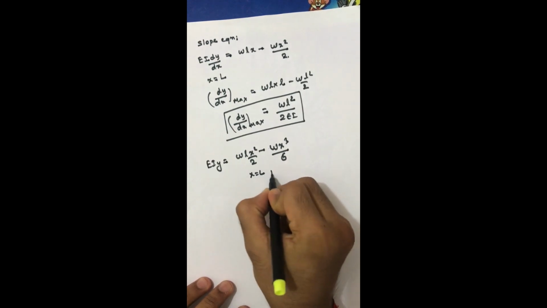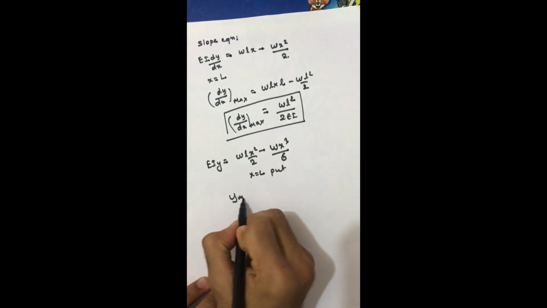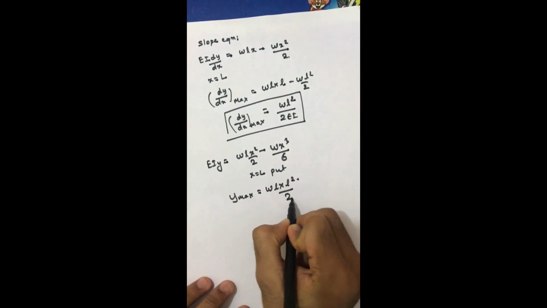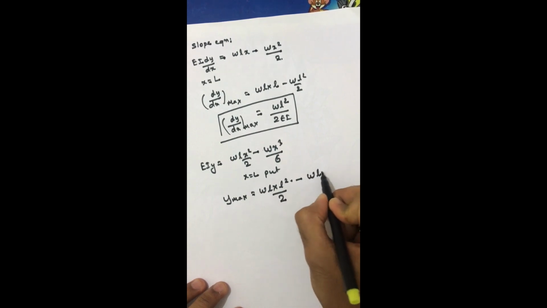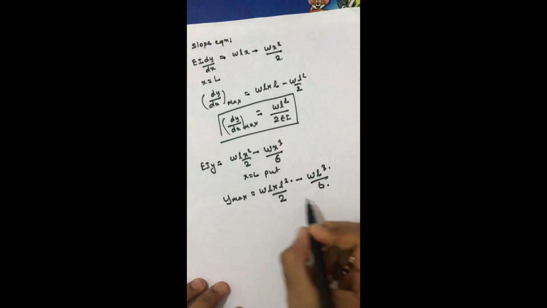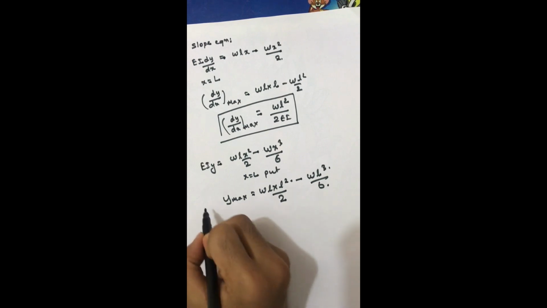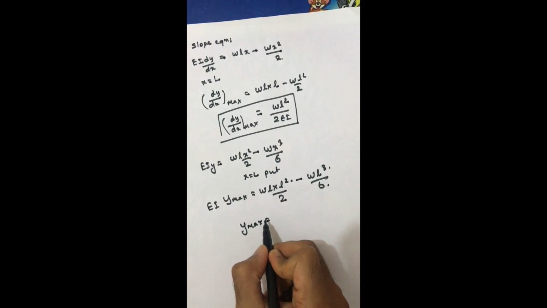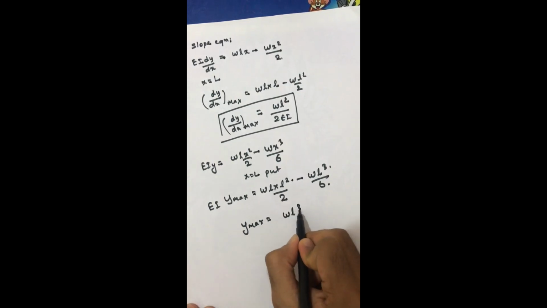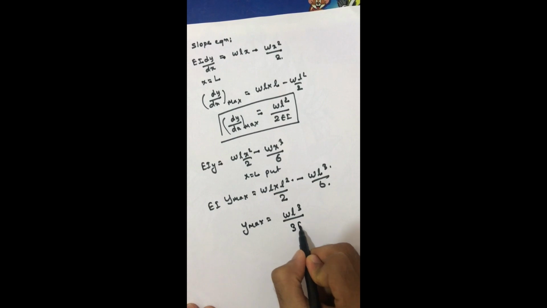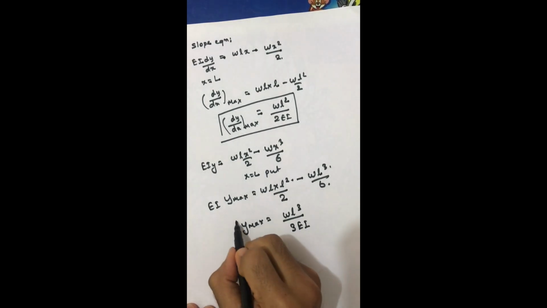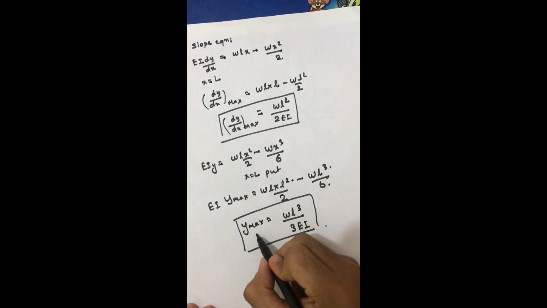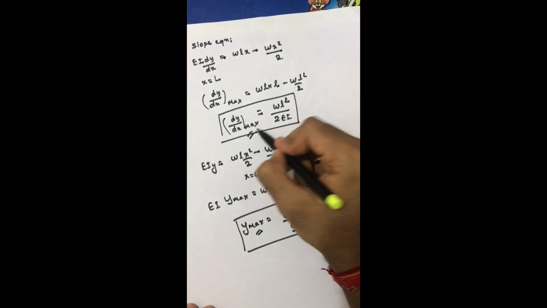Putting x equals L, I will get y maximum as w L square divided by 2 minus w L to the power of 3 divided by 6. Once you solve this, you will get y maximum as w L to the power of 3 divided by 3 times EI. You will arrive at this point. So this is our required maximum deflection, and this is our required maximum slope.